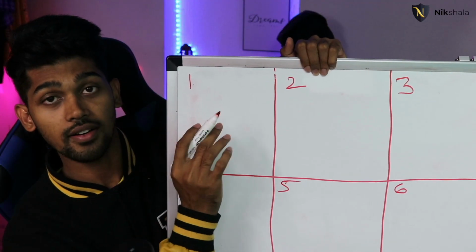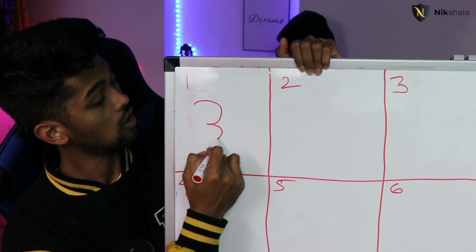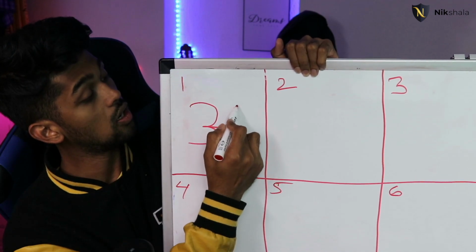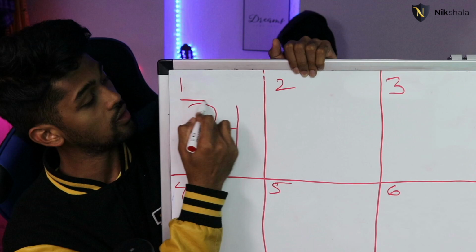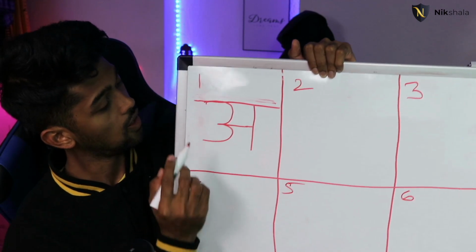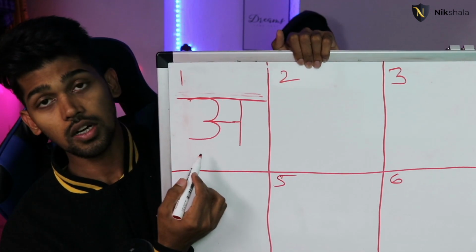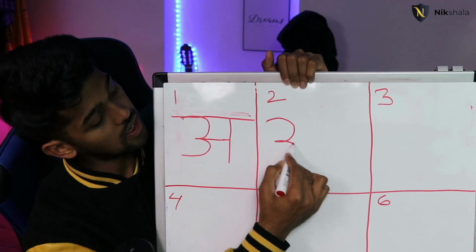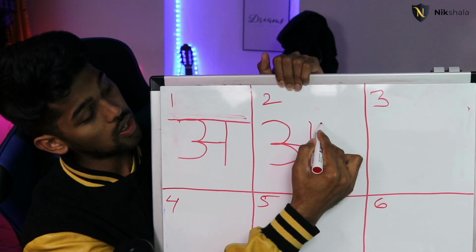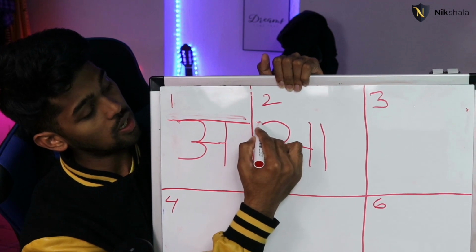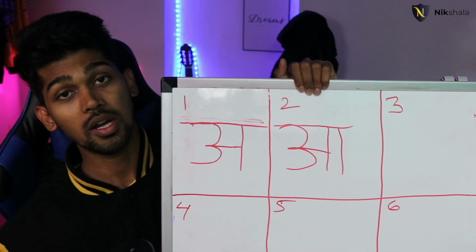So the first letter is O. What is it called? O. Just follow the way I'm writing this. Make sure that the line touches the word. This is called O. Let's go to the second one. The same way, but with the extra line now. And what does it become? Ah.